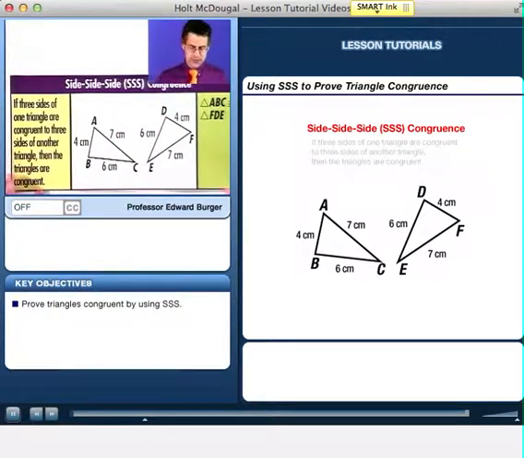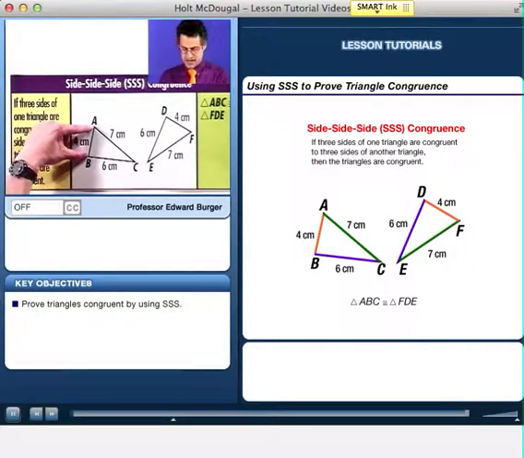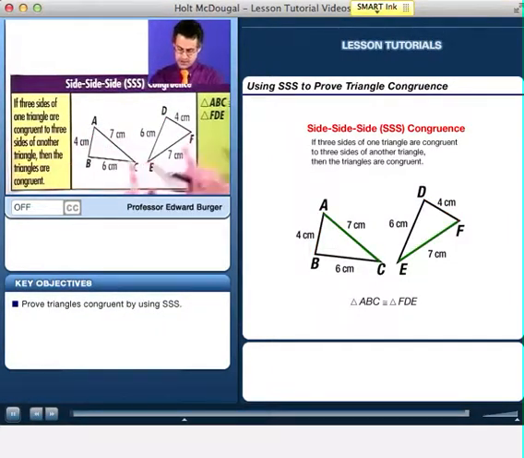It says that if three sides of one triangle are congruent to three sides of another triangle, then the triangles are congruent. So if you look at this picture, you'll see that the length of this side is 4 centimeters, as is this one. This is 7, as is this one. This is 6, as is this one. And since one side is congruent to the corresponding side, another side to another corresponding side, since all the sides are congruent, then the triangles are congruent.